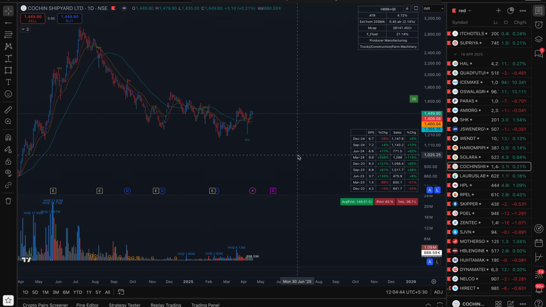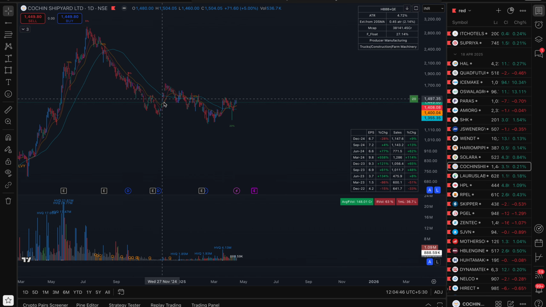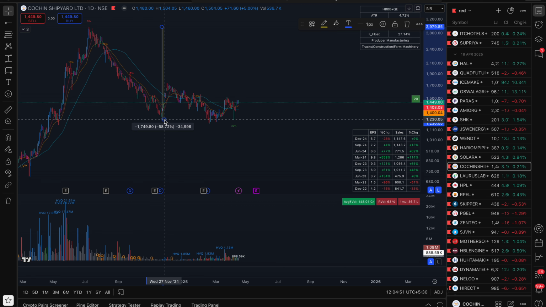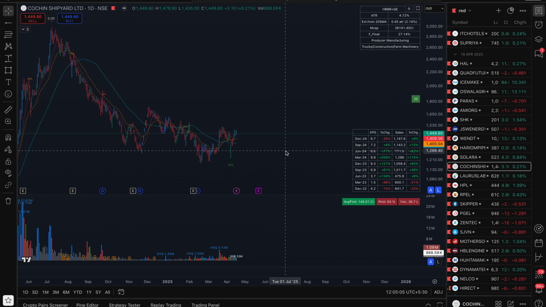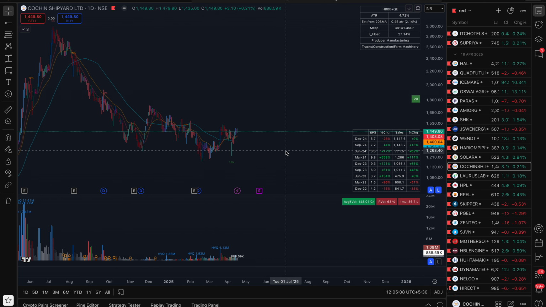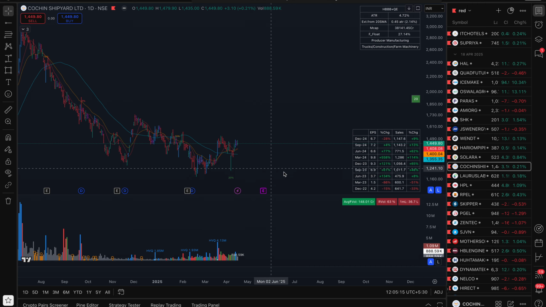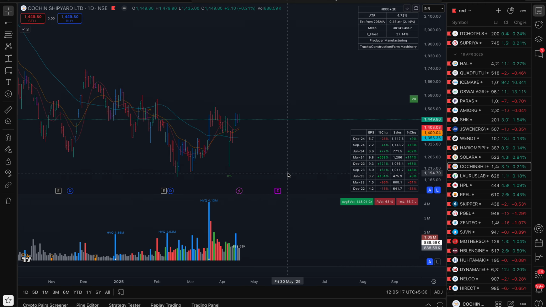This is a reversal base, or one could say this is a potential base of a longer base. If you look at it, it is around 60% deep. Now O'Neill doesn't like bases which are more than 60% deep. His sweet spot is around 30 to 40, but who cares? The shipbuilding names are setting up really nice. Of course, the main man is the other guy, Mazagon Dock, but this is still something which is worthy to track.